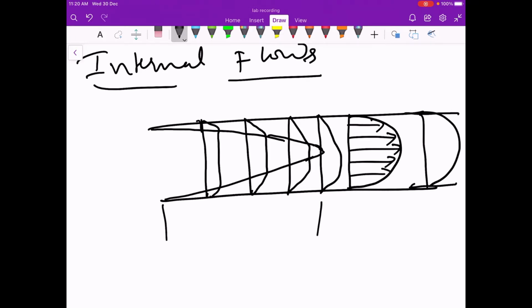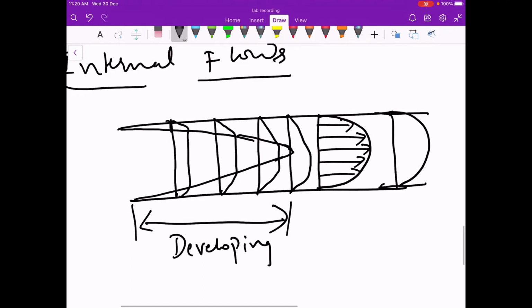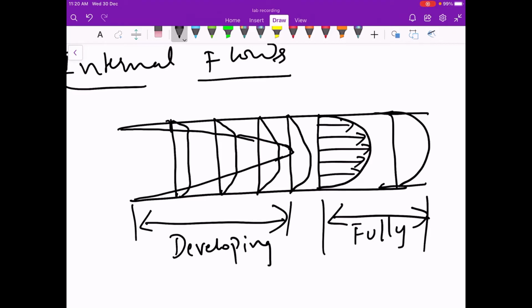Up to a certain distance the flow will be developing flow. After that it will be fully developed flow. Here also there will be different regions, where the flow is both thermally and hydrodynamically fully developed. Initially both will be developing. In the mid region there will be a thermally developing, hydrodynamically fully developed region. So while calculating the Nusselt number for internal flows, you have to find out in what region we are calculating it, so the correlation will also vary.